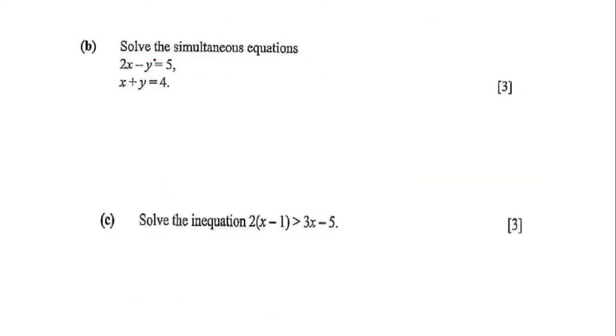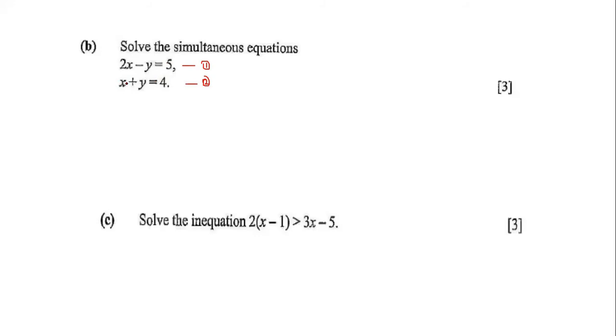Part B reads: solve the simultaneous equations 2x minus y is equal to 5, that is our equation 1, and x plus y is equal to 4, that is our equation 2. There are basically 3 methods that can be used to solve simultaneous equations at grade 9 level: elimination, substitution, or graphical, but usually it's either substitution or elimination.